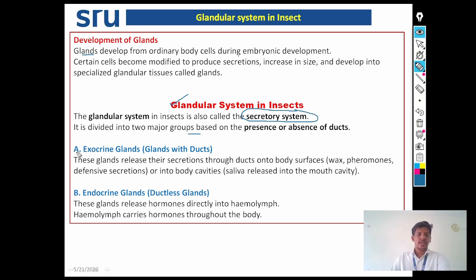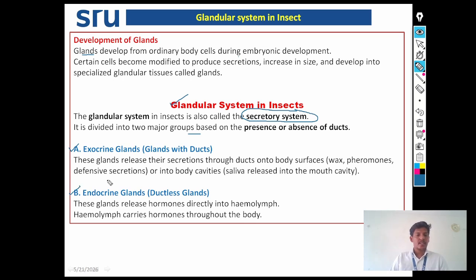See, the major groups are: first, exocrine glands, that is, glands with ducts. Second one is endocrine glands. These are the glands without ducts, ductless glands.